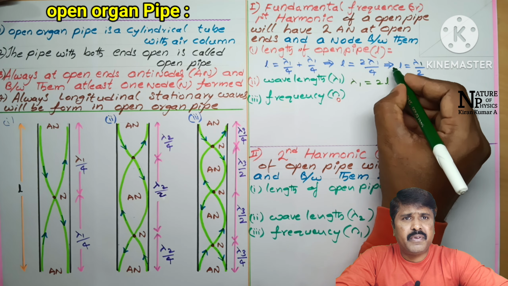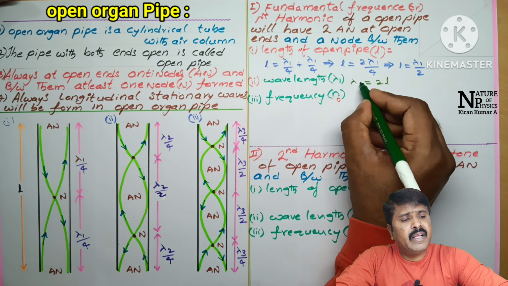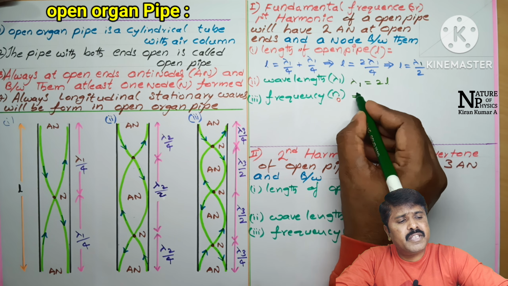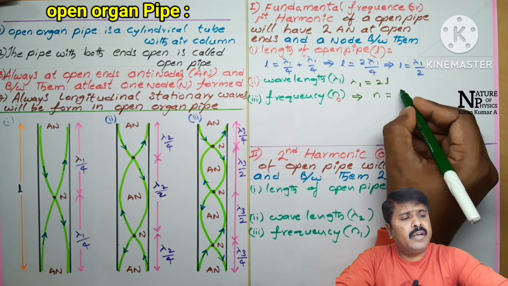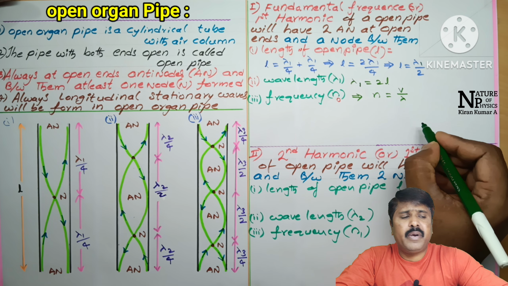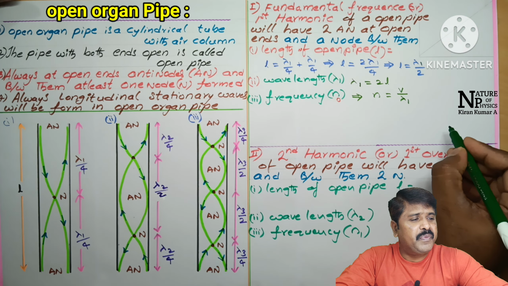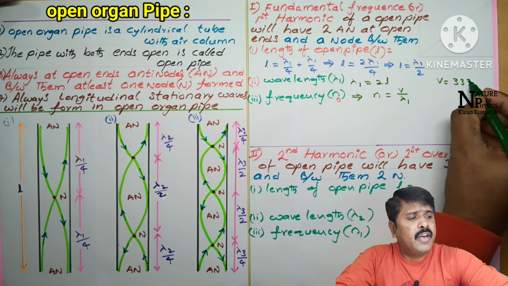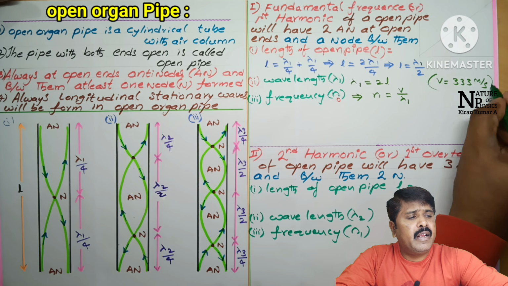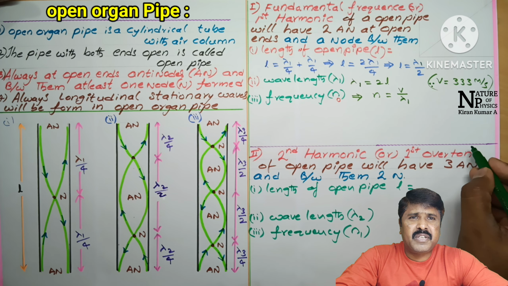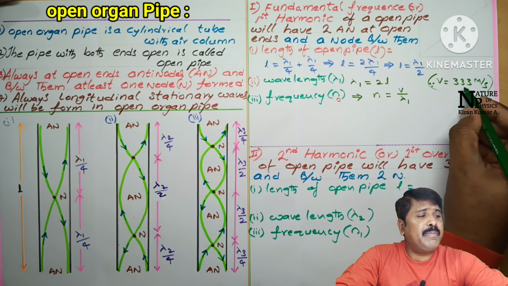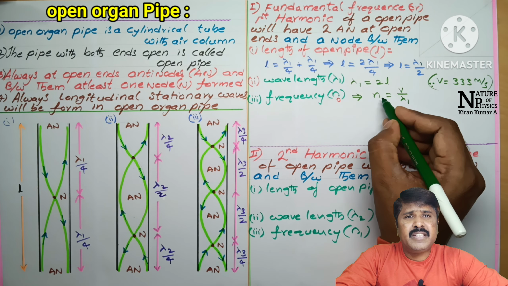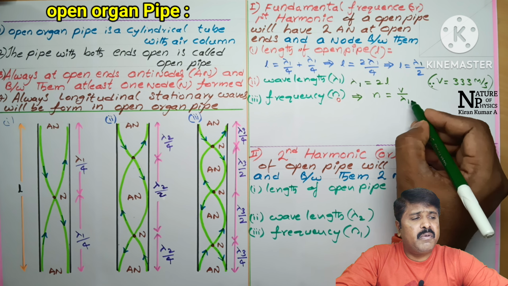Okay student, cross multiplication I did from the length, so I got the wavelength lambda 1 which is equal to 2L. Next frequency I am going to write the frequency basic formula. n is equal to v divided by lambda, student. Here lambda is written as lambda 1. Okay, and v is the velocity of sound, that value is 333 meter per second approximately. So that v represents velocity of sound, that value remains constant approximately, that is 330 or 333 meter per second. So basic formula, frequency is equal to velocity divided by wavelength.